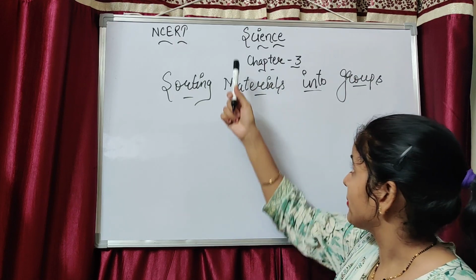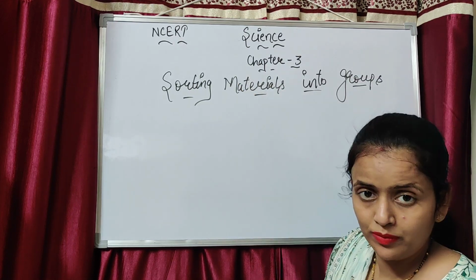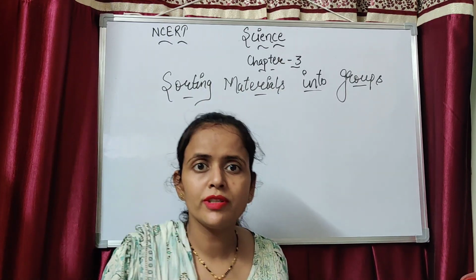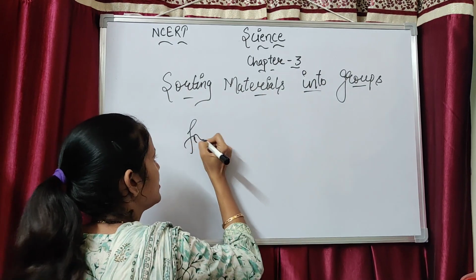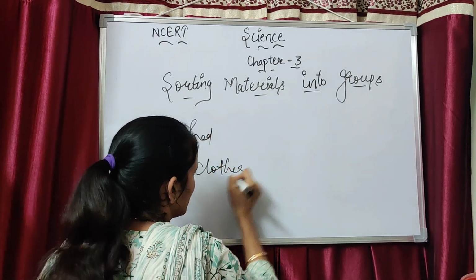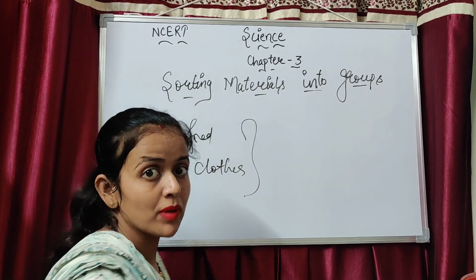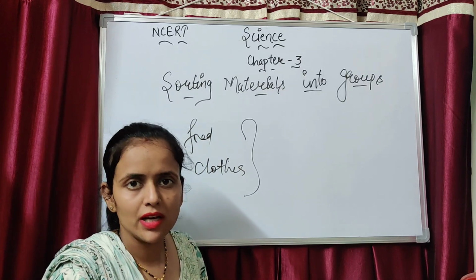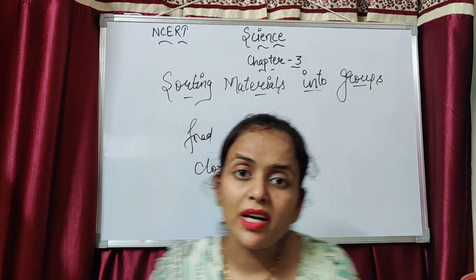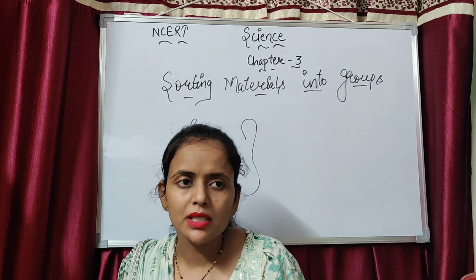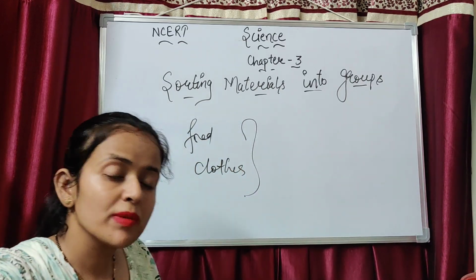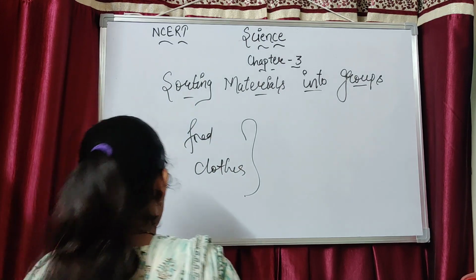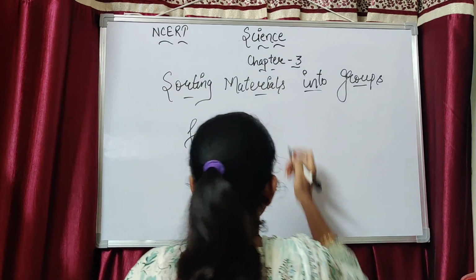So today we will start chapter number 3, sorting materials into groups. Sorting materials into groups means that there are a lot of things around us like food, clothes. Among them there are a lot of things like bucket, pen, machine, books, clothes, food, etc. But what are they made up of? Means which material, or how the product is made, and how we can use these things. So the first topic is objects around us.